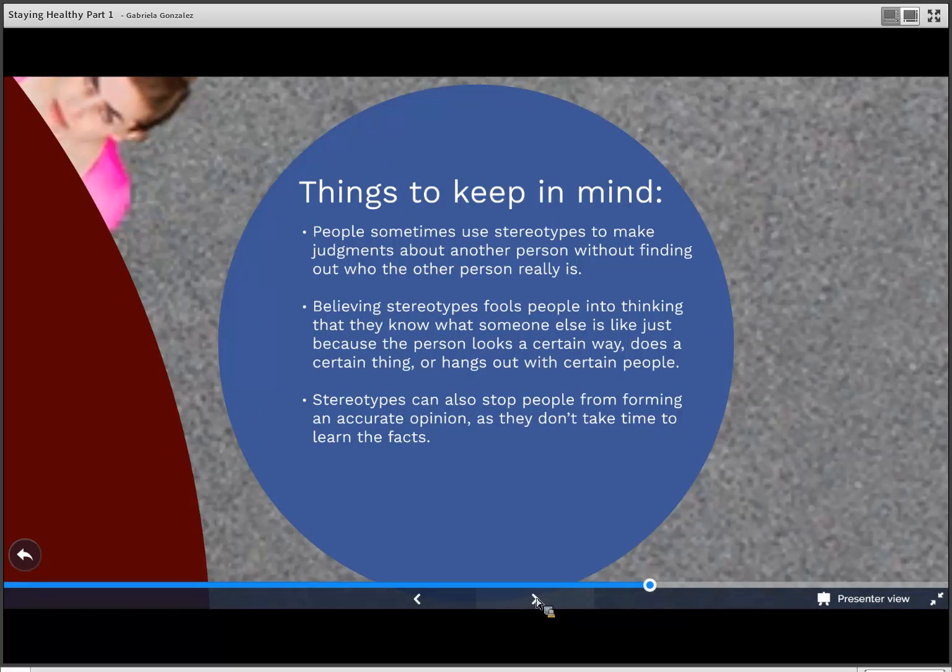Stereotypes cause people to make judgments about other people without finding out who the other person really is. And believing those stereotypes fools people into thinking that they know what someone else is like just because the person looks a certain way, does a certain thing, or hangs out with certain people. And then lastly, stereotypes can also stop people from forming an accurate opinion as they don't take time to learn the facts. So I think one of the things that really pops out at me from these three things is making sure that you have all the information before jumping to a conclusion about somebody and thinking, oh, this person is going to behave a certain way because they are part of this group.